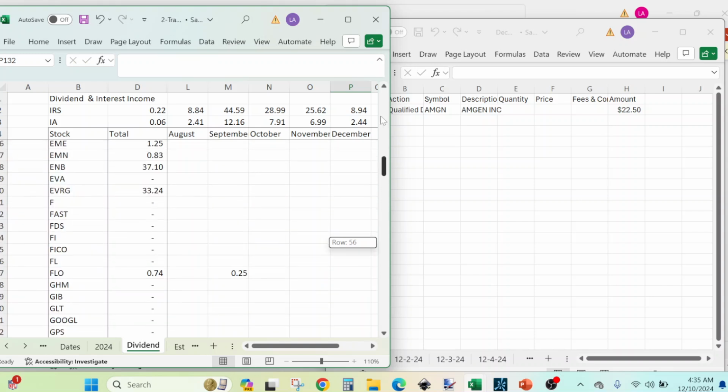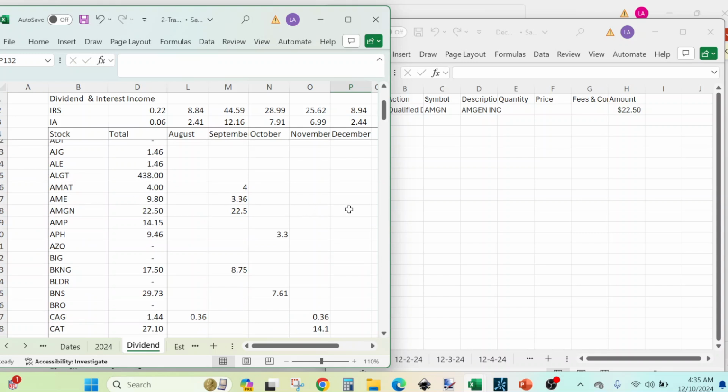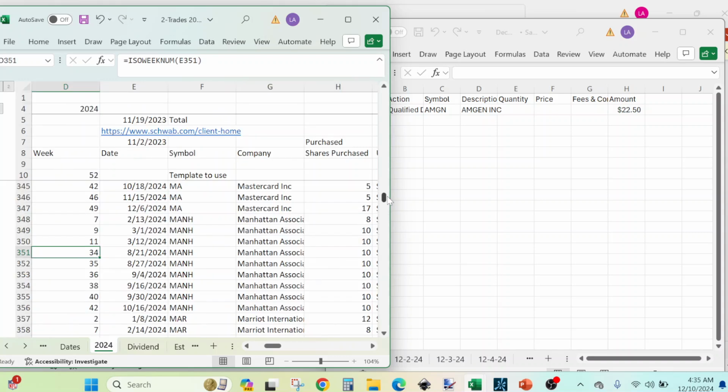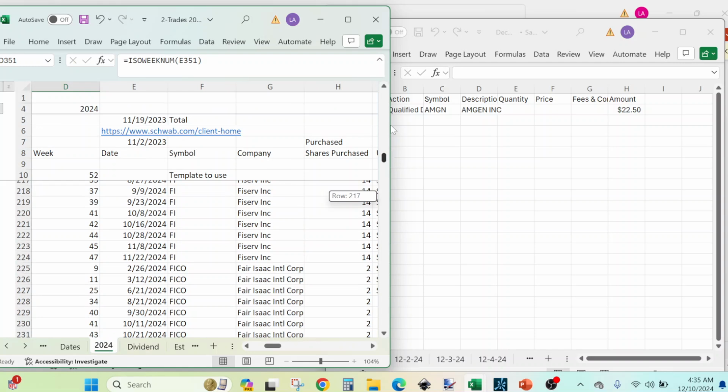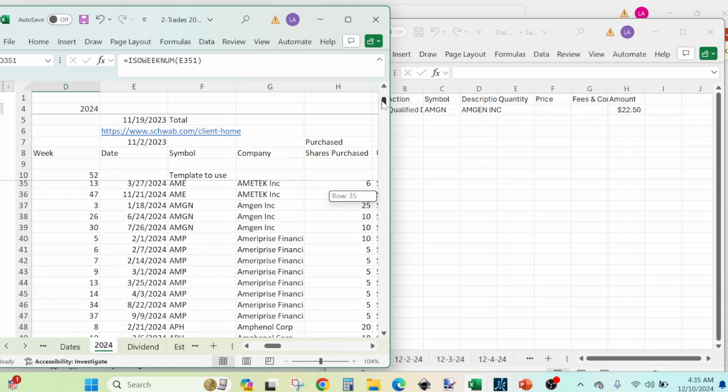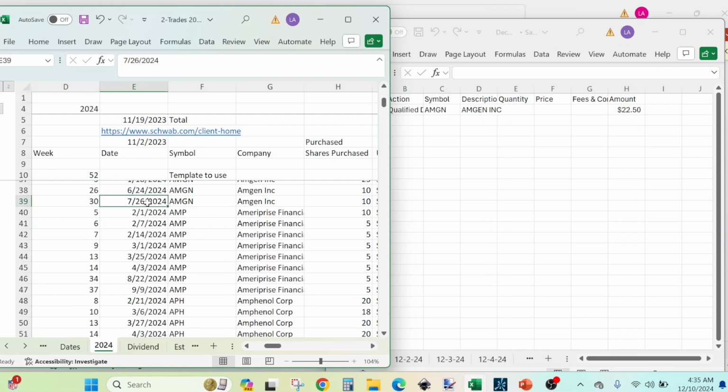So this stock paid in December, 22.50. We will record that. We must have purchased it a while ago, but in the meantime it's paying us some dividend. Last time we purchased was in July, and the price must have gone down and we left it in the account. So until we sell it for profit, it's paying us some dividend.